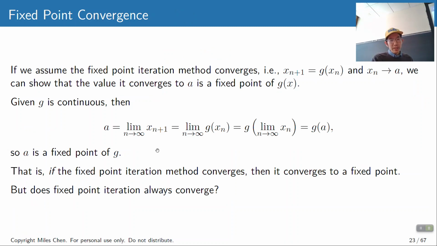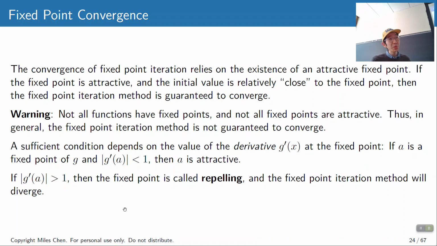Here's a little bit of math that just says, yep, if the fixed point iteration method converges, then we can show that it converges to a fixed point. And I'm kind of skipping over some of these math little proofy slides here, just so we can cover a little bit more ground. You can review this on your own time. But does fixed point iteration always converge? And the answer is no, it doesn't.